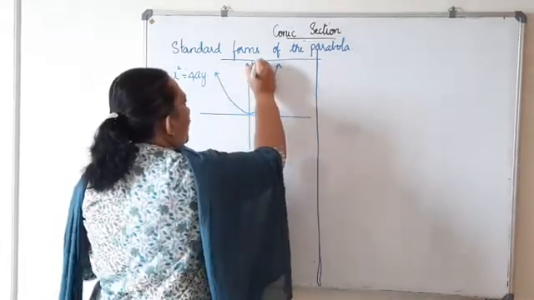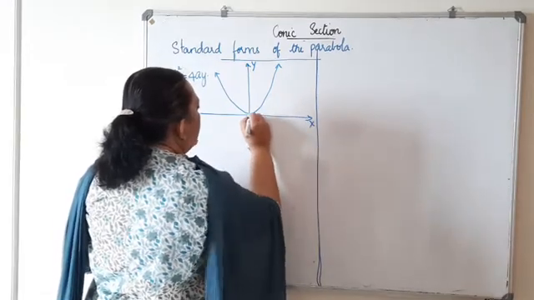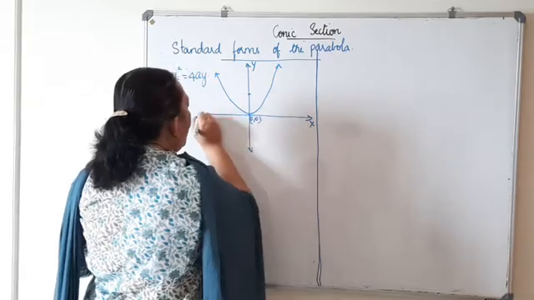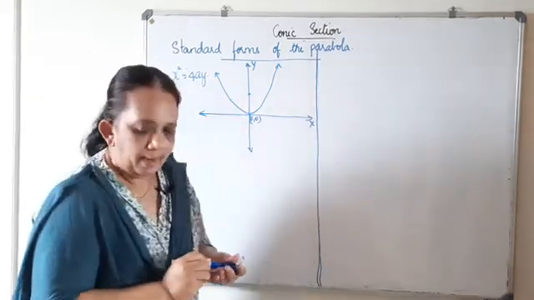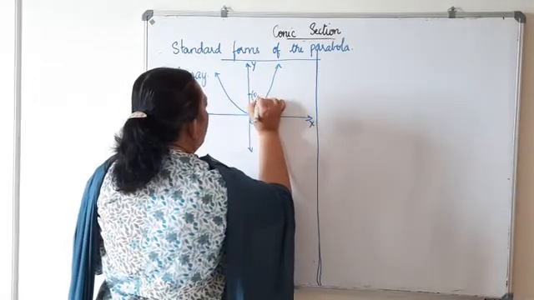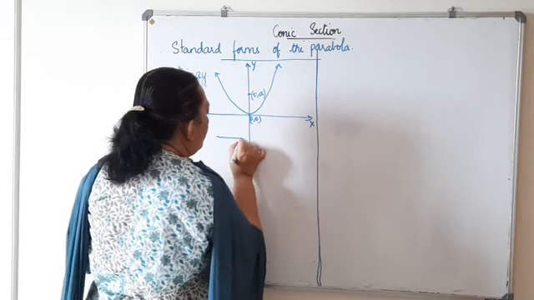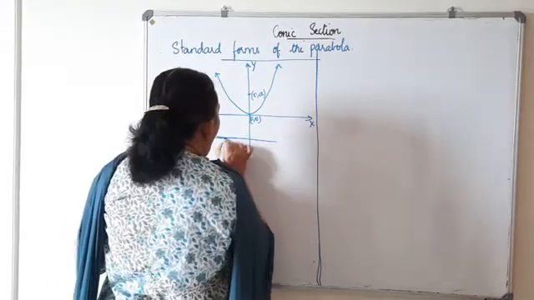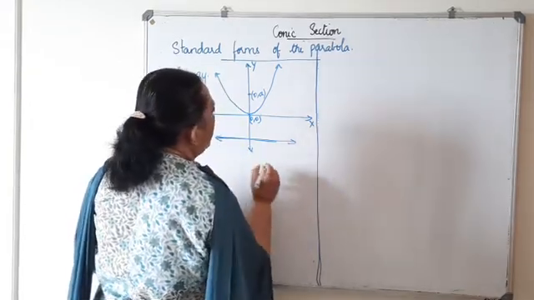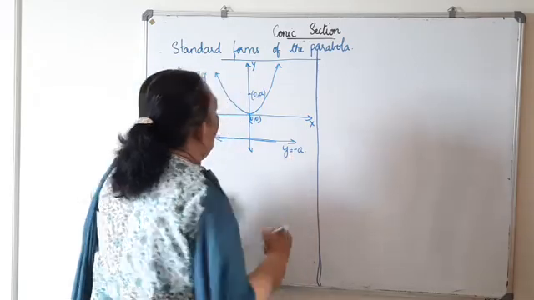This is the y-axis. This is the x-axis. This is the vertex, 0, 0. It has a focus that lies on the y-axis, and the focus is given by 0, comma a. It has a directrix at a distance of a units, parallel to the x-axis, and its equation is y is equal to minus a.